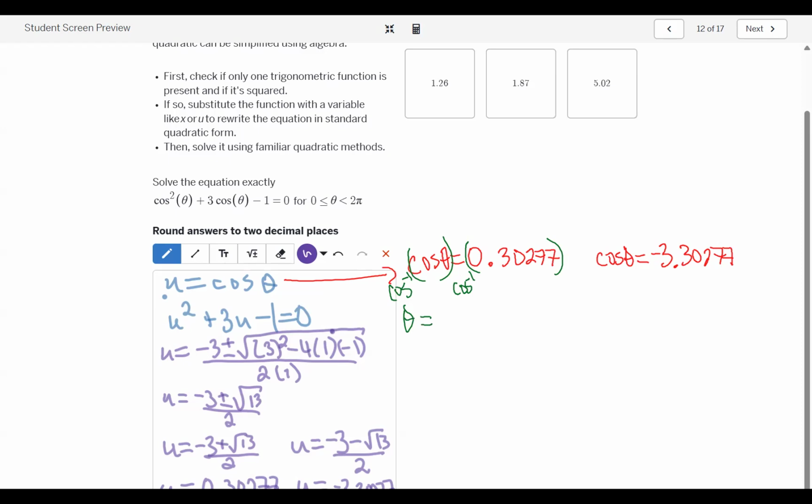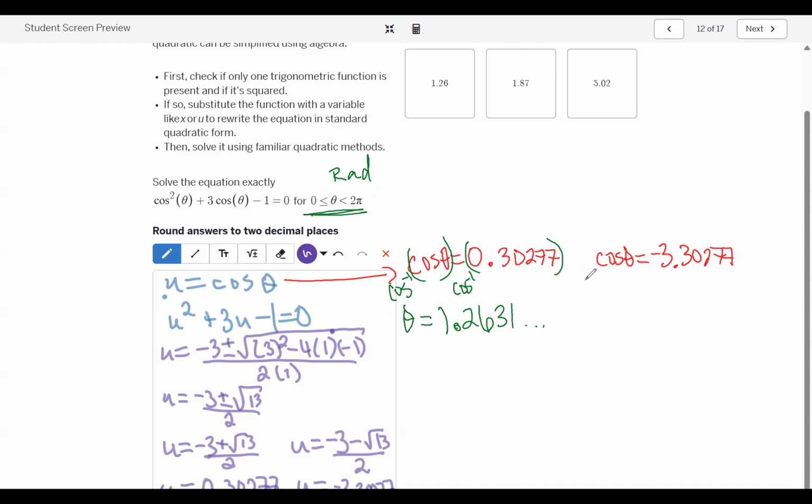Now, because they told me theta is between 0 and 2 pi, I have to be in radians mode. So I flipped it over to radians mode. And now I'm going to do second inverse cosine of 0.30277. So this gives me 1.2631, blah, blah, blah.